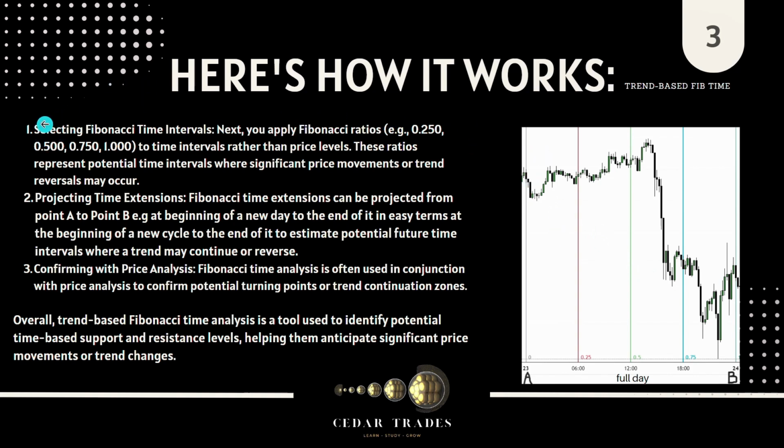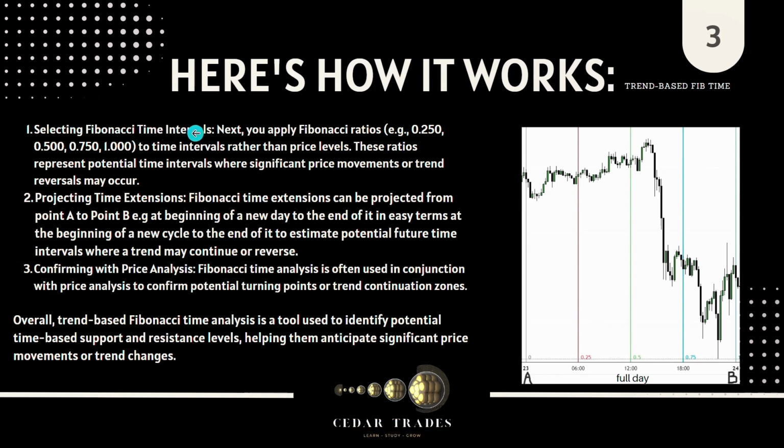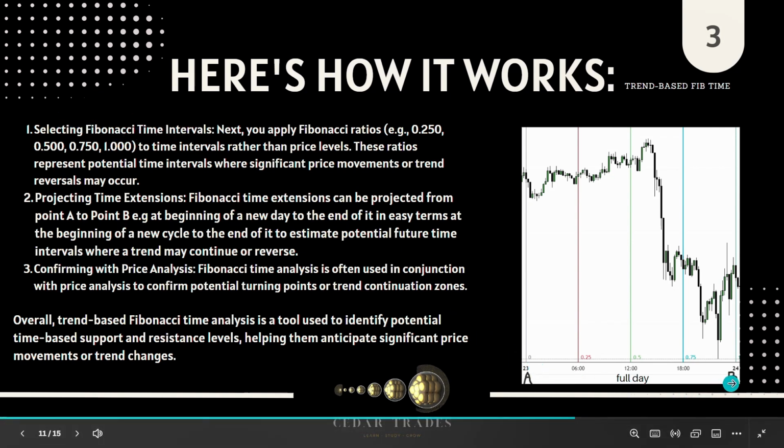So remember, while selecting the Fibonacci time intervals right here, you apply the Fibonacci ratio. You determine where your day starts and where your day ends, right? That's selecting the time intervals. So it's point A to point B. Your full day has point A and point B, but between point A and point B there are some other points in these spaces.